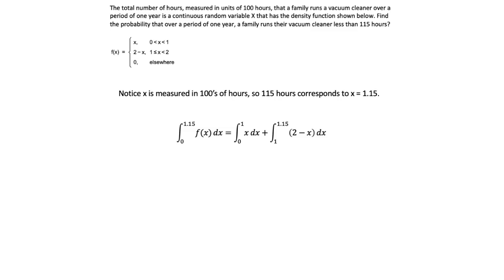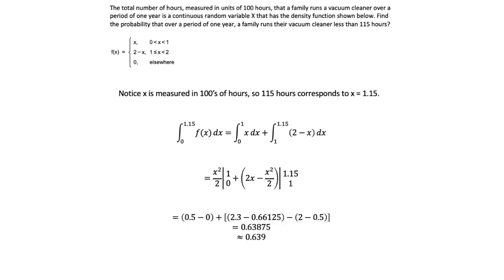This is continuous, so we're going to find the integral from 0 to 1.15 of f(x) dx. Because this is a piecewise function, we split it into two pieces. The first piece is the integral from 0 to 1 of x dx. The second is the integral from 1 to 1.15 of 2 minus x dx. When we integrate these, we get x squared over 2 from 0 to 1, plus 2x minus x squared over 2 from 1 to 1.15. Calculating this out, we get a probability of 0.639.